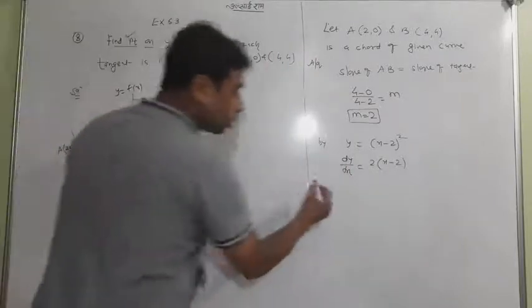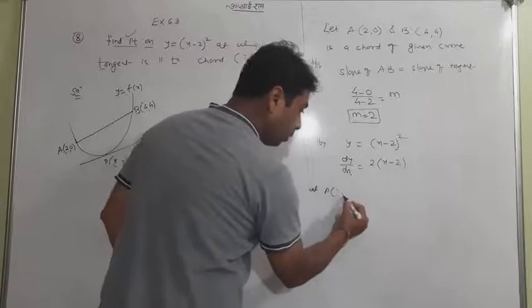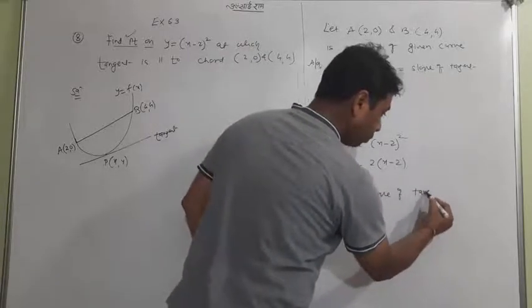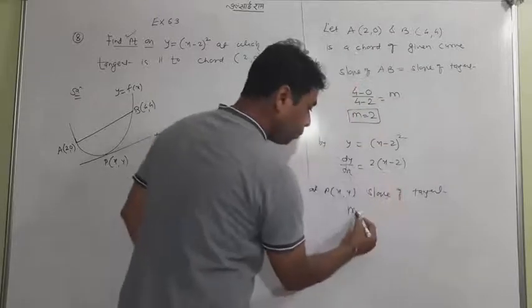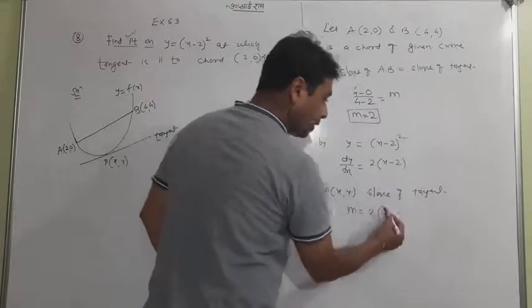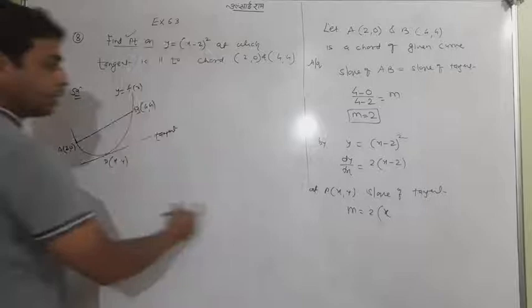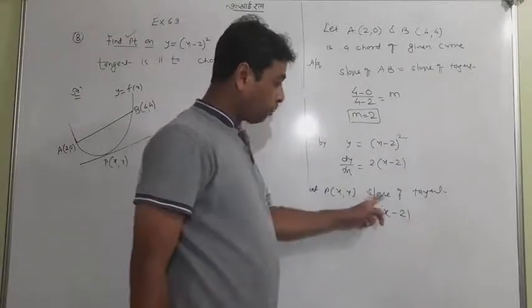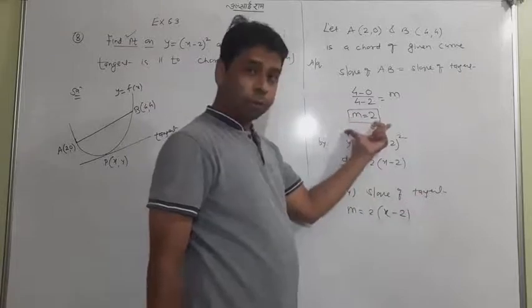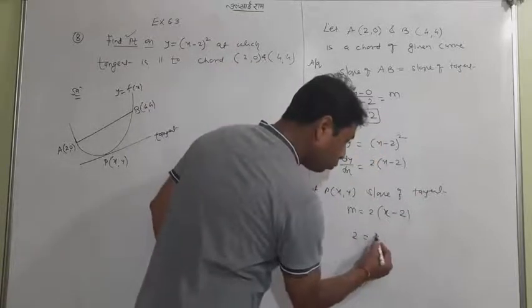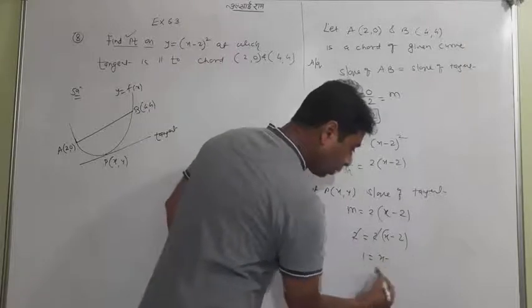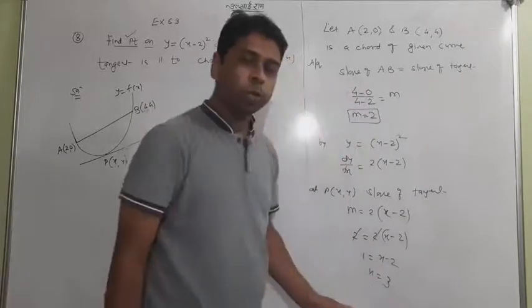P point. So I write at P(x, y), the slope of the tangent will be m. 2 instead of x is x, and y is nothing here. And what is m? The slope of the tangent, which is already given, 2. So I write 2 here. So 2 is equal to x minus 2. Cancel, 1 equal to x minus 2, x equal to 3. You got x equal to 3 as the answer.